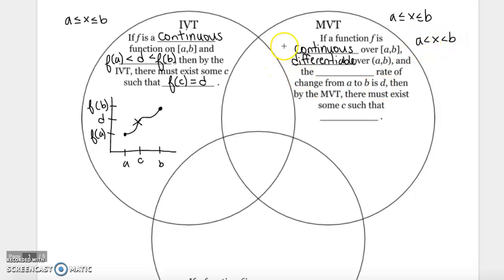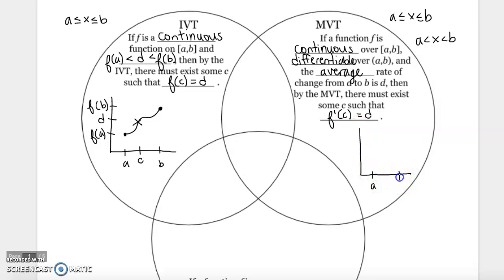And then what the mean value theorem tells us is, the word mean means average. So it means the average rate of change from a to b is d. So if we find the average rate of change between two points and we get out some value, then by the mean value theorem, there must exist some c in this interval such that the instantaneous rate of change will also equal that value. So graphically, let's talk about what this looks like.